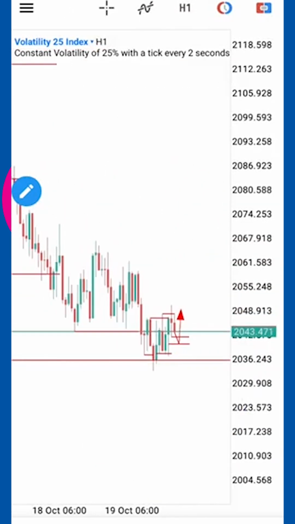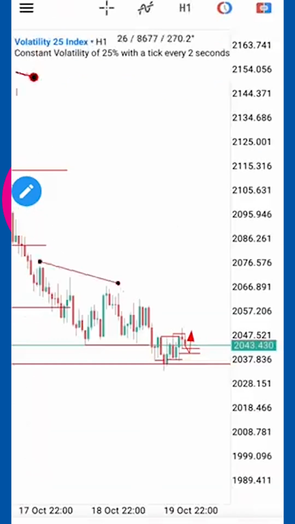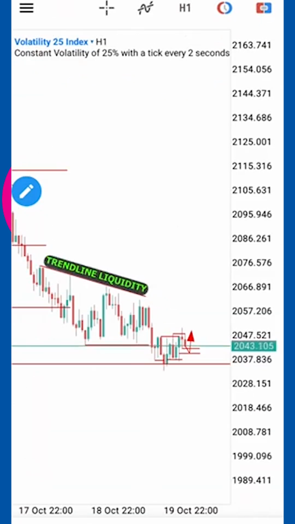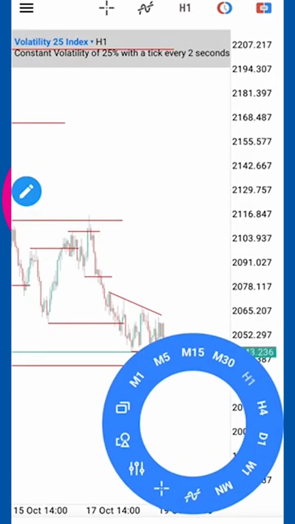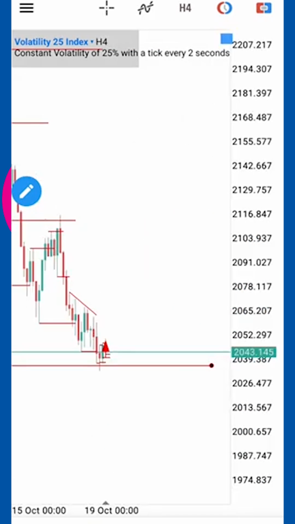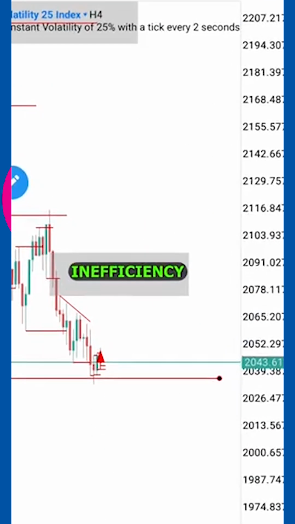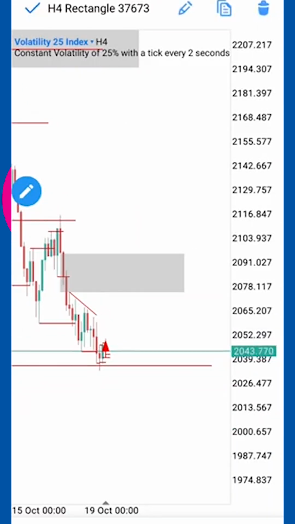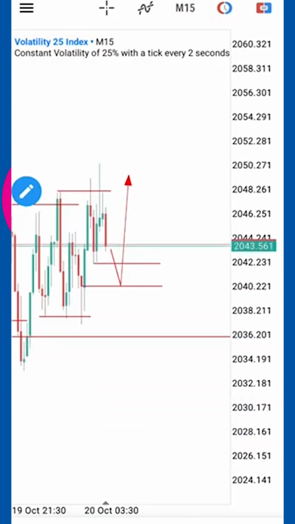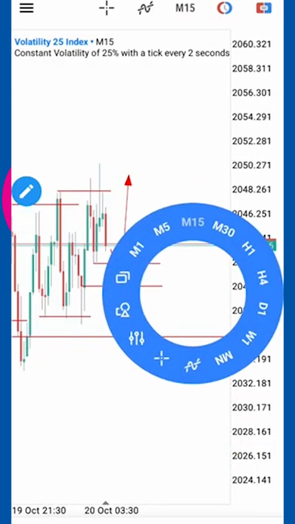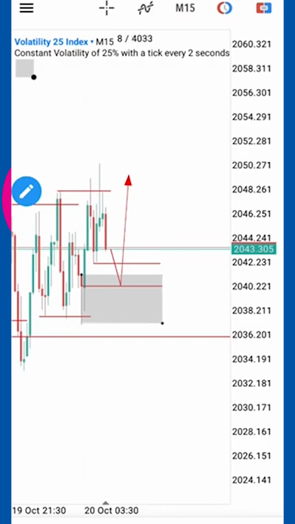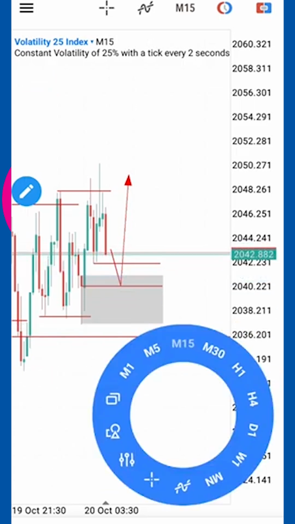If I zoom out onto the 1 hour, I want to show you this clean look at this nice beautiful trend line liquidity. There's a lot of stops waiting above those highs, and then there's of course the inefficiency that price created when it was shooting down. So if price respects us right there, it has to shoot up from the 15-minute order block and then onto the trend line liquidity and to the inefficiency.